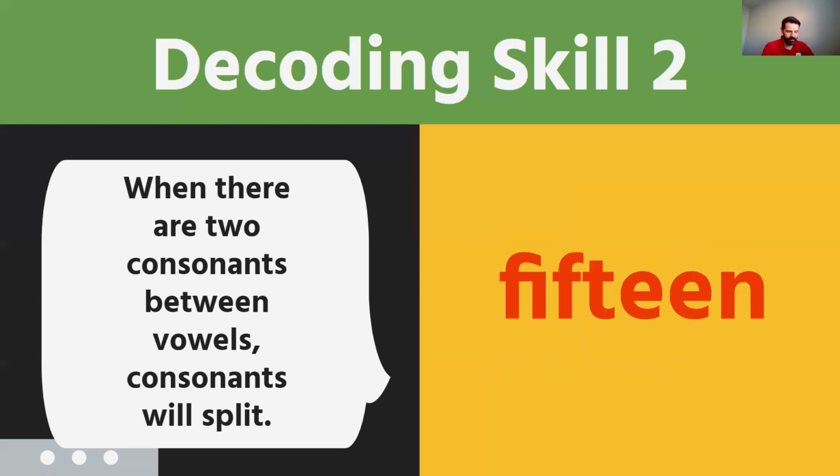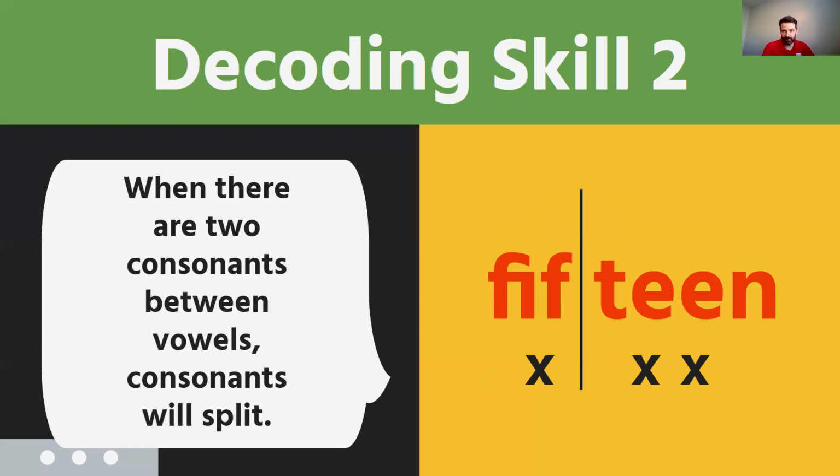Let's look at this word. Go ahead and identify any vowels, blends, or digraphs. Okay, we have 3 vowels. So we know there's at least 2 working vowels here, so we will need to apply the decoding skills. When we look at the consonants between the first and second vowel, we can see that there are 2. It's not a blend, it's not a digraph, so we will need to split them.